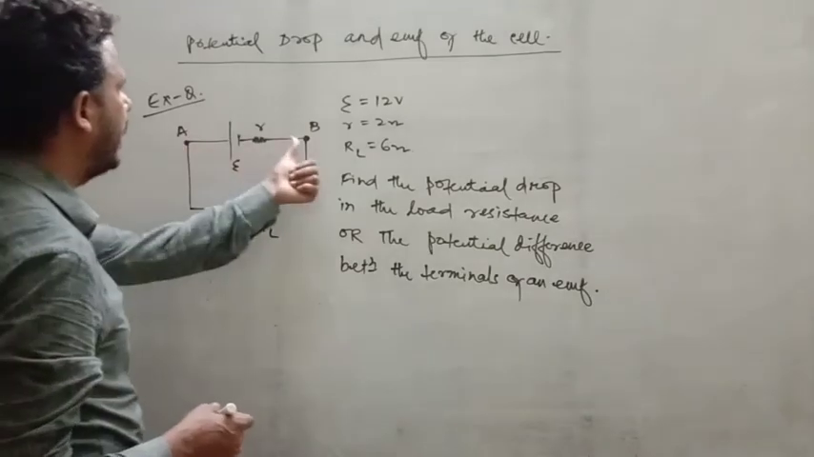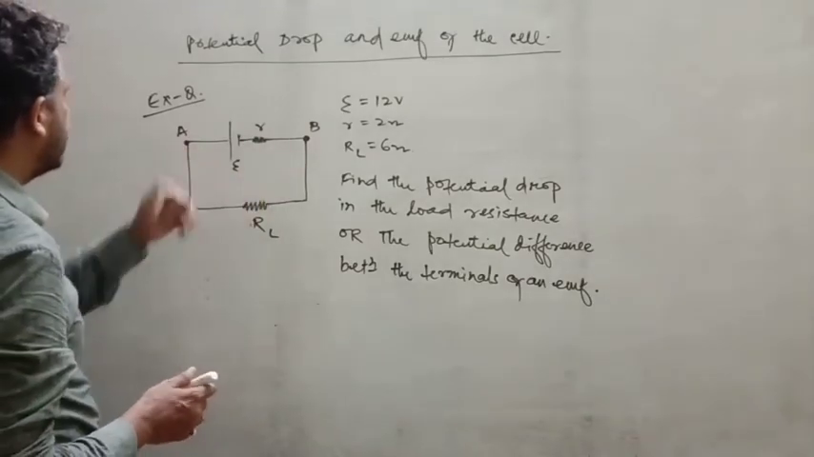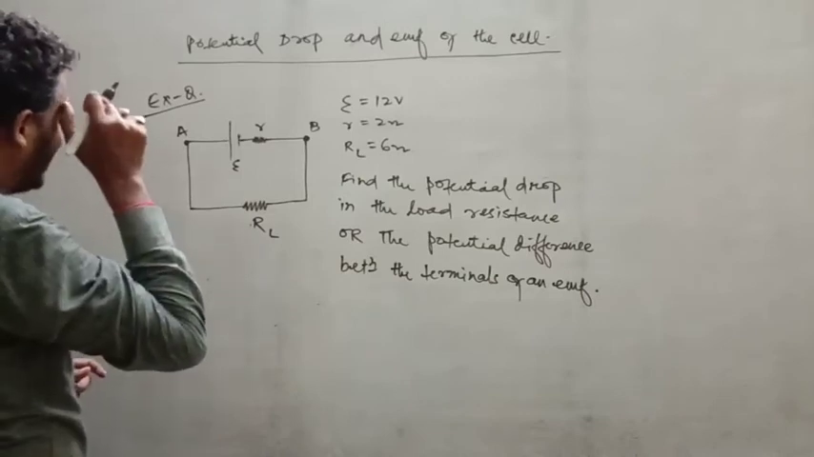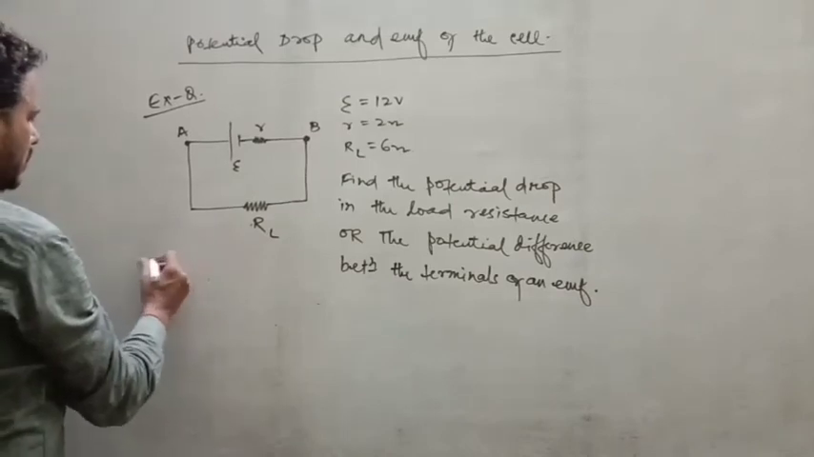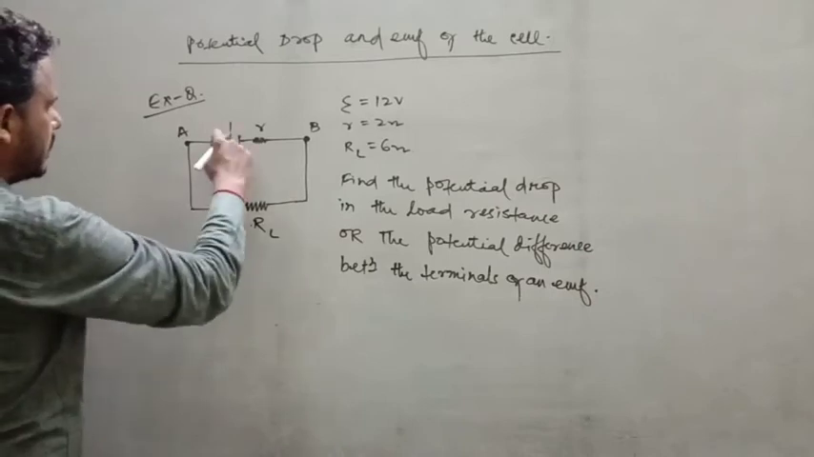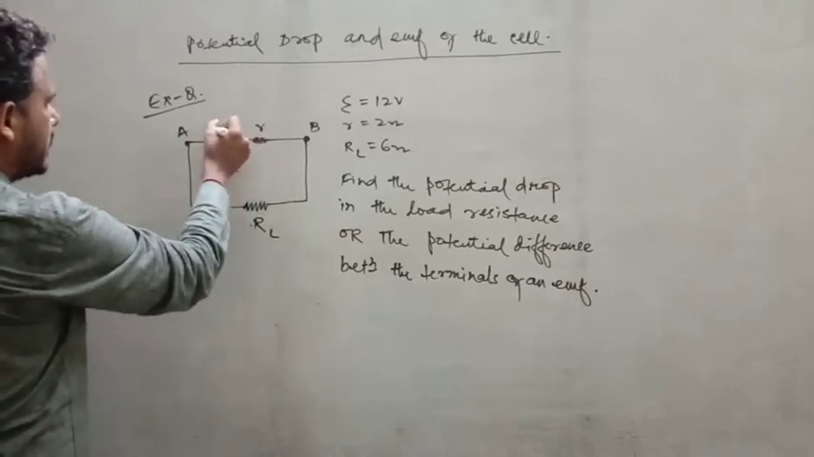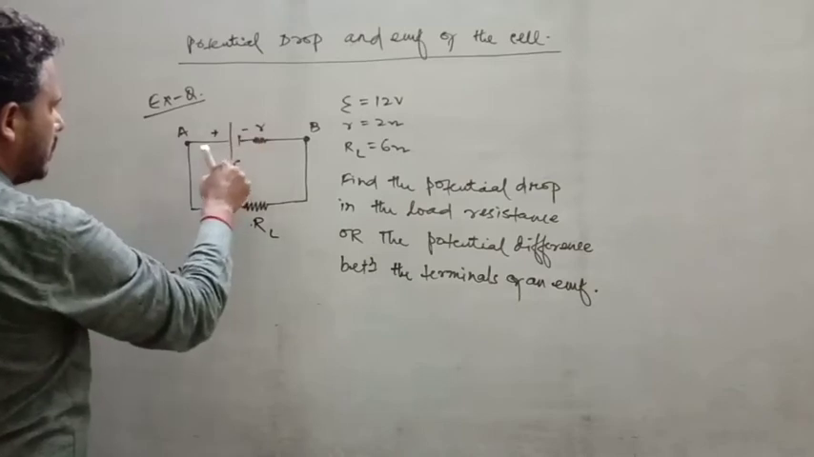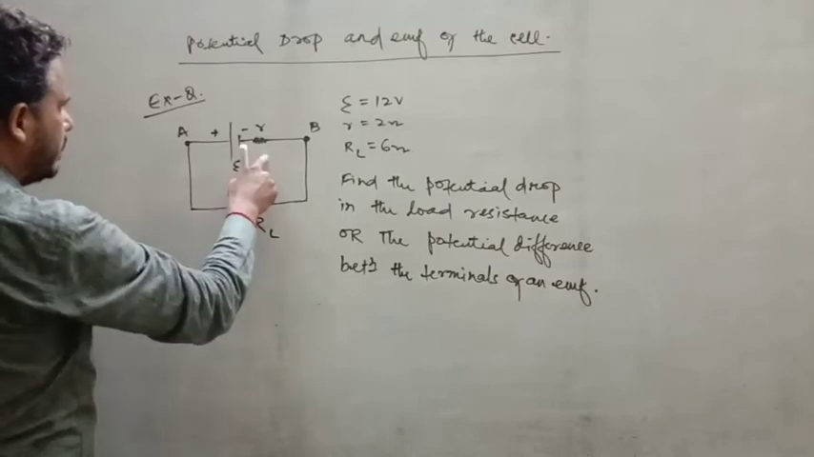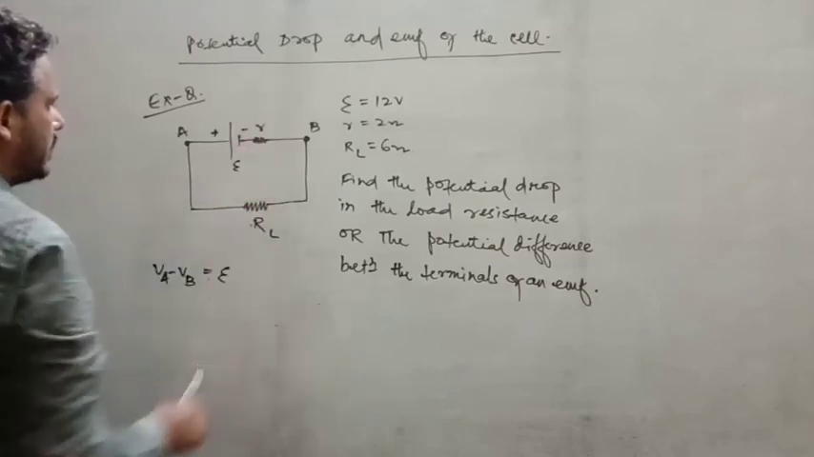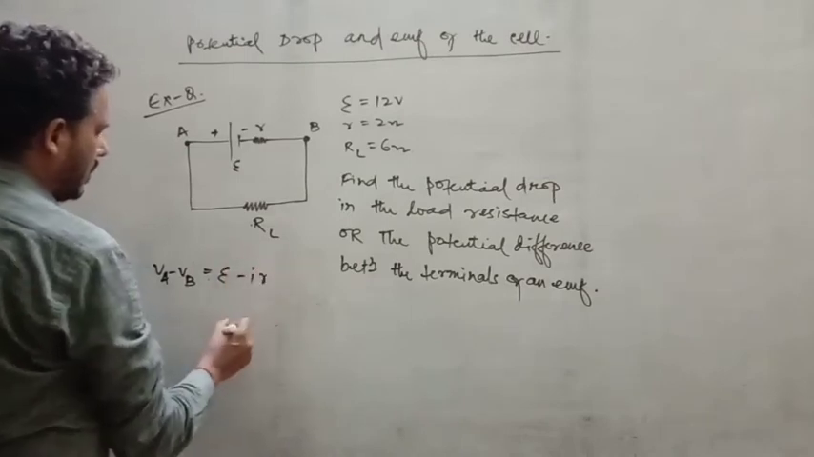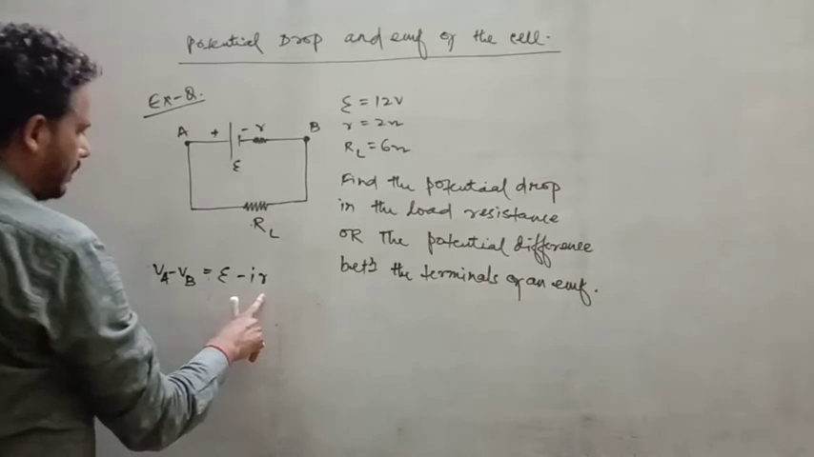between A and B. So suppose the potential at point A is VA and the potential at point B is VB. So the difference is VA minus VB. I am going through this EMF from its higher to lower potential. So this is E, which would be positive, and then the internal resistance inside this cell, so there is IR. But to calculate this equation you need I.